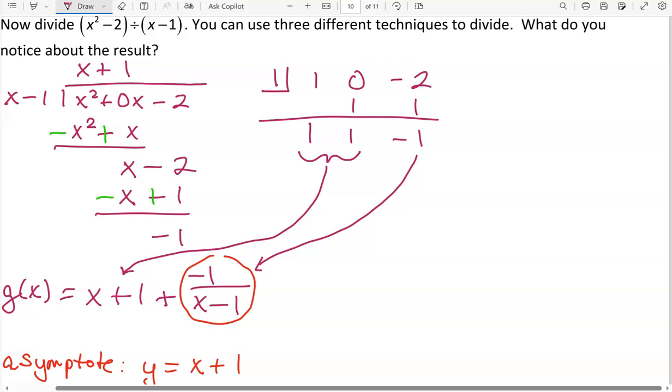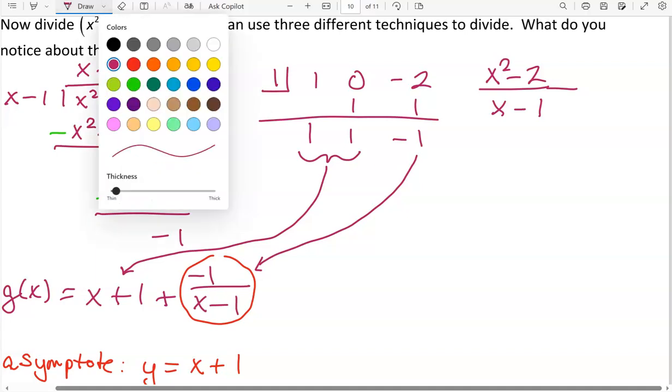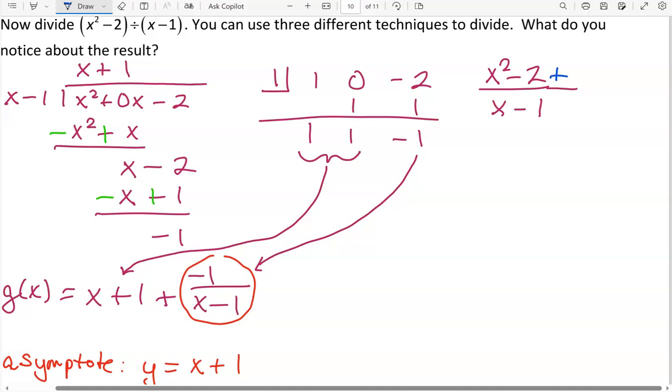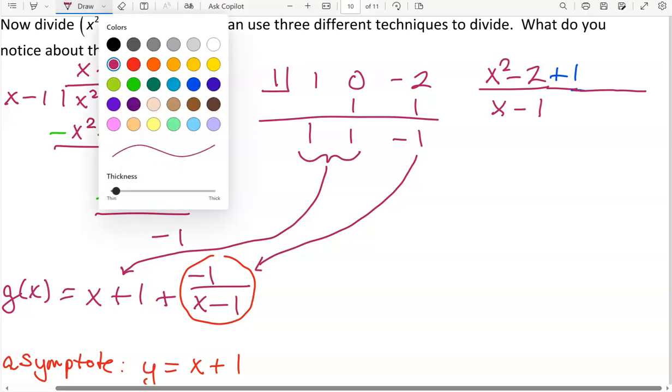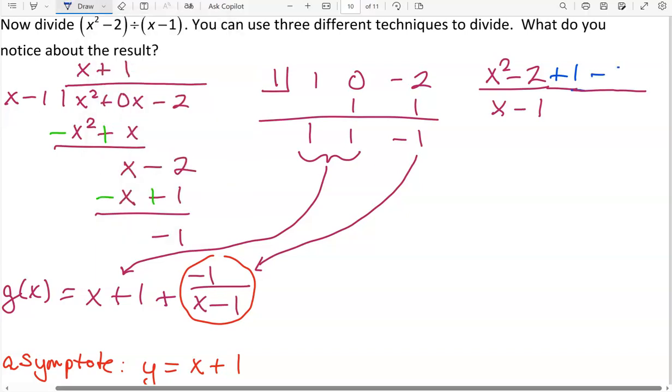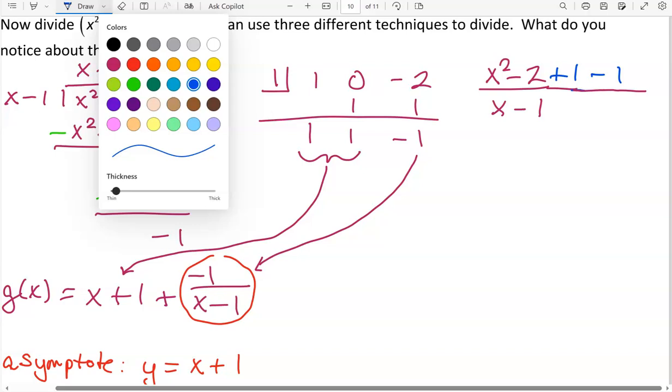The third method, again, requires a little bit of clever thinking. Instead of an x squared minus 2, it sure would be nice if the division had x squared minus 1 on the top. That way we could factor x squared minus 1 into x plus 1 times x minus 1 and cancel common factors. So I'm going to add 1 to the numerator, and we have to acknowledge that I can't just add 1 unless I subtract it again.